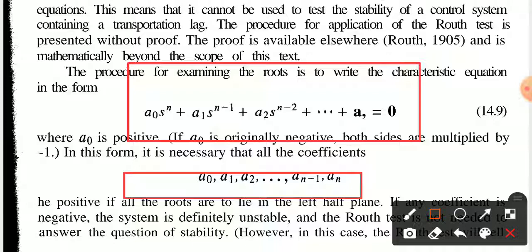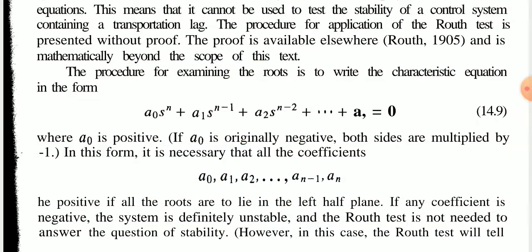a0 s raised to n plus a1 s raised to n minus 1 plus a2 s raised to n minus 2 plus and so on, plus an, is equal to 0. And another term where a0, a1, a2 up to n minus 1 and an are taken.